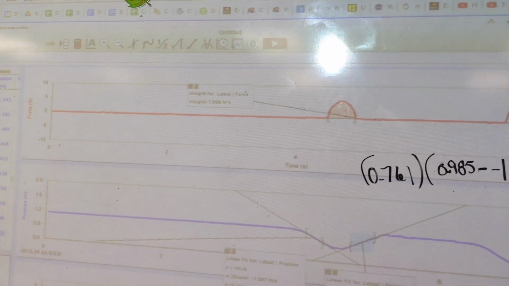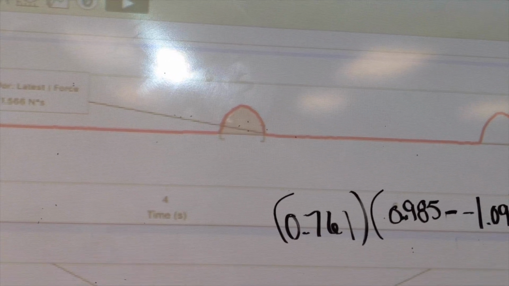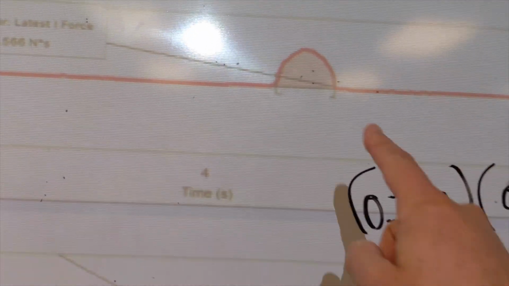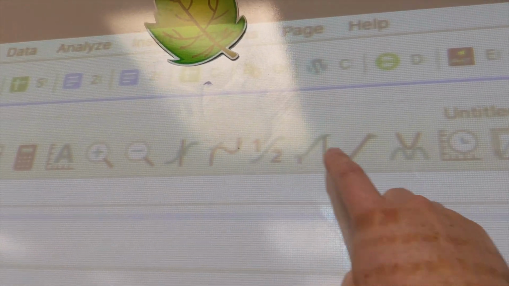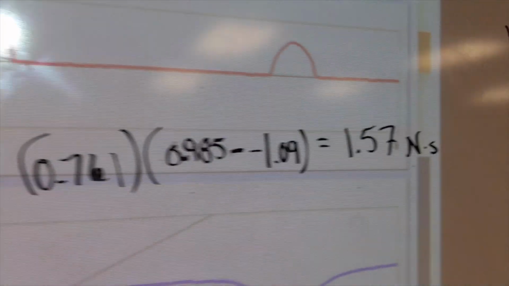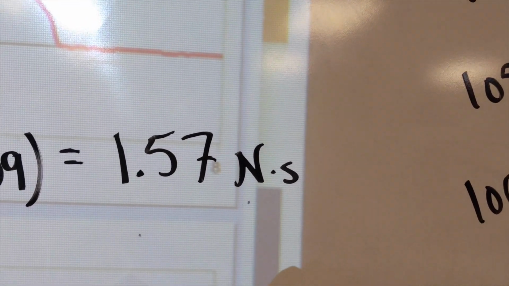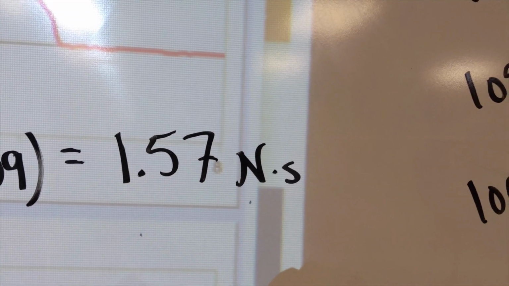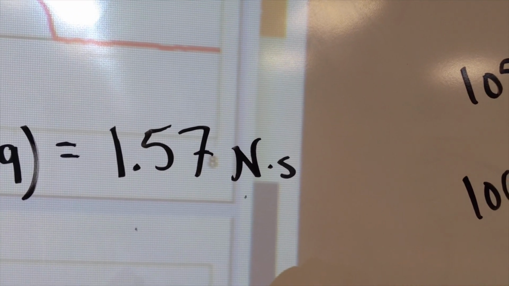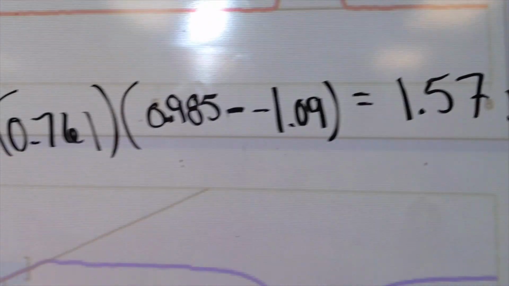All right, welcome back. Now, I know this is difficult to see, but here's what I've done. I highlighted that top little thing right here, and I clicked my little integrate icon right here, and it spit out a number of 1.57 Newton seconds. Well, guess what? That's a force times a delta T. That's the impulse right there. So that's that part.